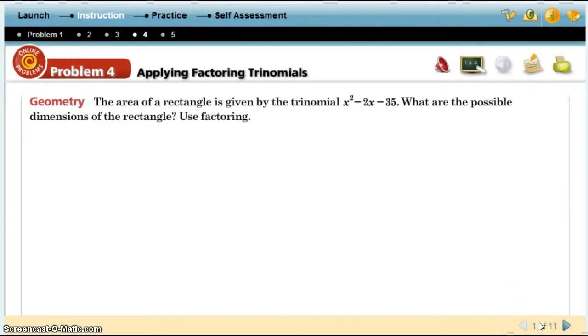In this problem, you will apply the process of factoring trinomials. The area of a rectangle is given by the trinomial x squared minus 2 times x minus 35. What are the possible dimensions of the rectangle? Use factoring.